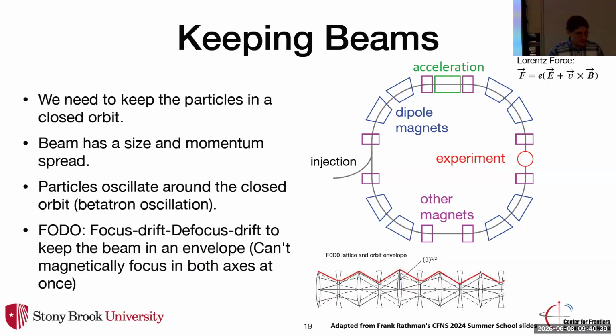Because these are magnetic lenses, we can only focus in one direction at a time. So we have to keep doing it. We focus one, then we defocus it and focus the other. Then we focus one again, defocus it, focus the other, and do that to keep the beam inside that envelope. And if we do it right, then that kind of pattern is happening as we go around. And then from time to time, we'll have an accelerating cavity that will add some momentum, and we'll just keep going around and around.